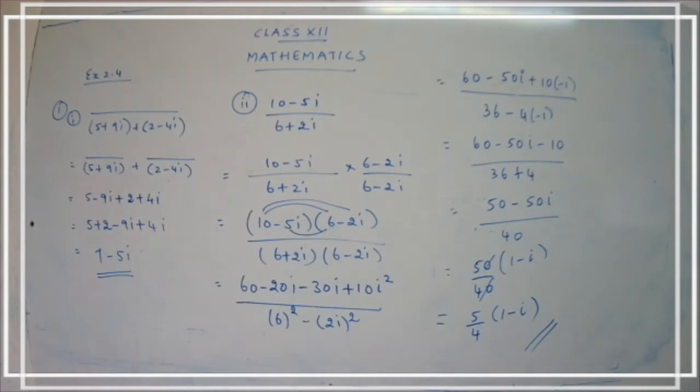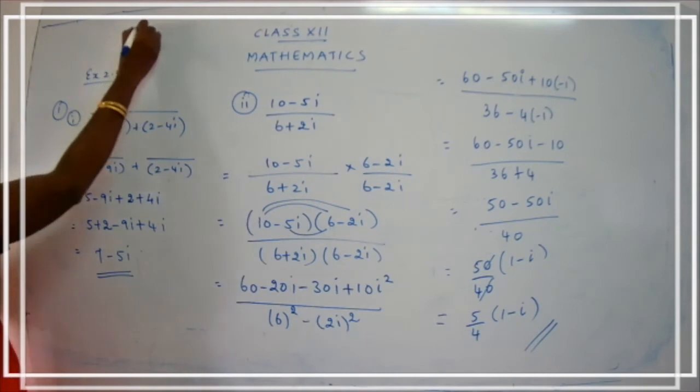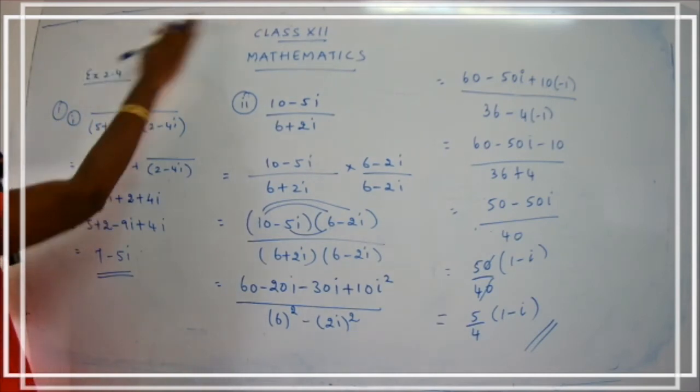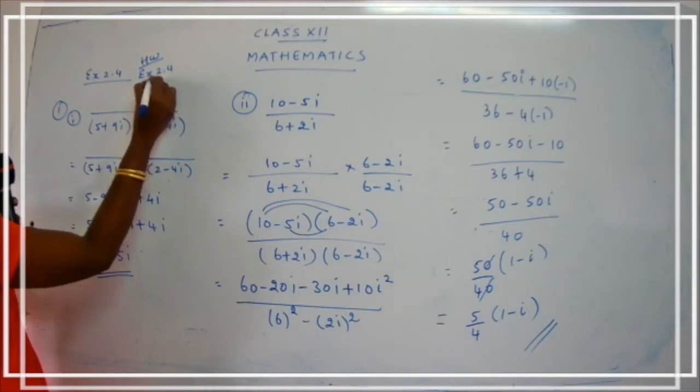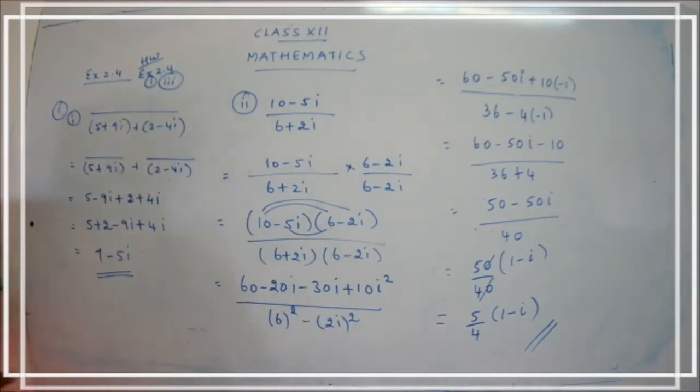Now let's start with the second question. Yes, that means your homework is exercise 2.4, question number 1, the third subpart. Exercise 2.4, question number 1, the third subpart is your homework. Okay, now let's move to question number 2. Take down question number 2, children.